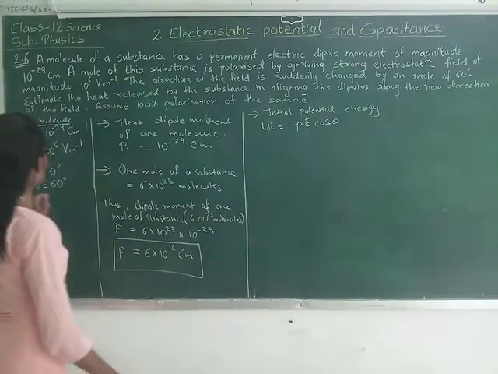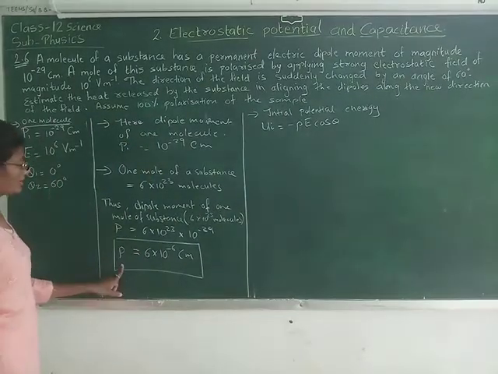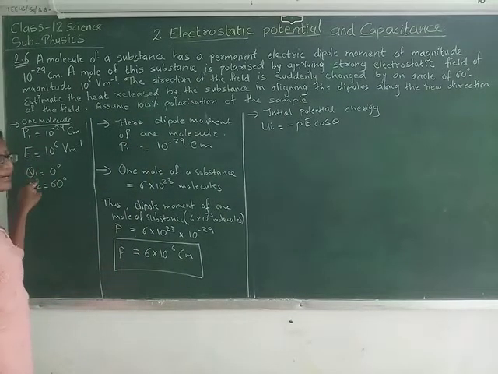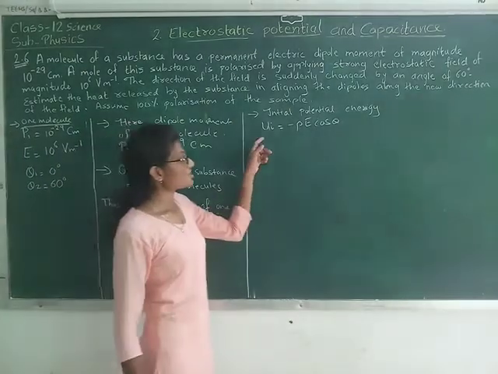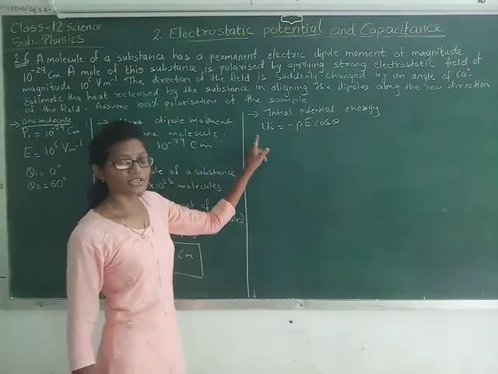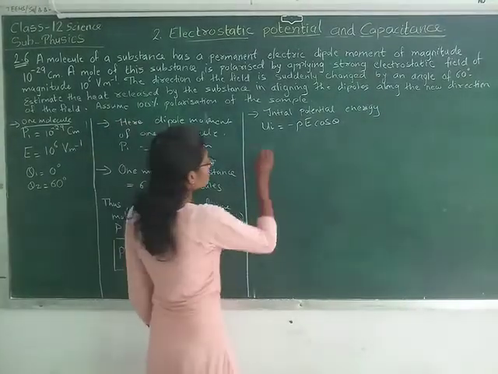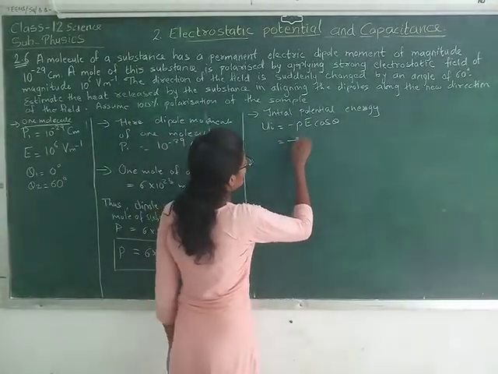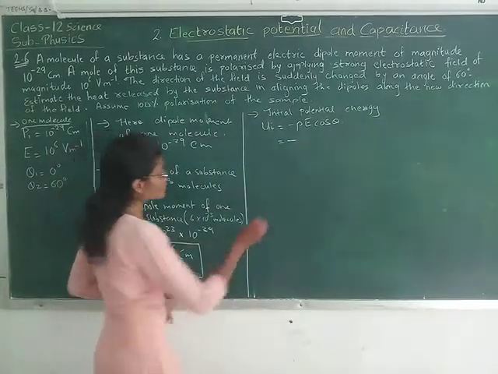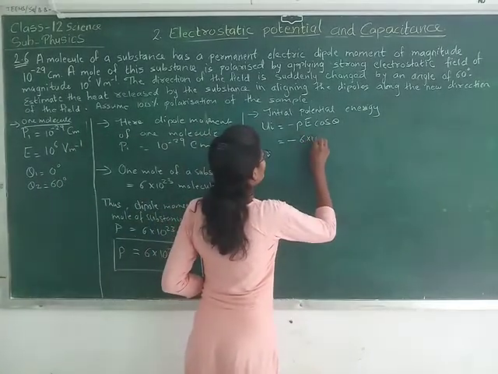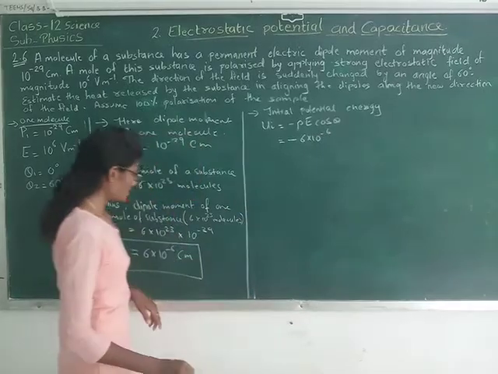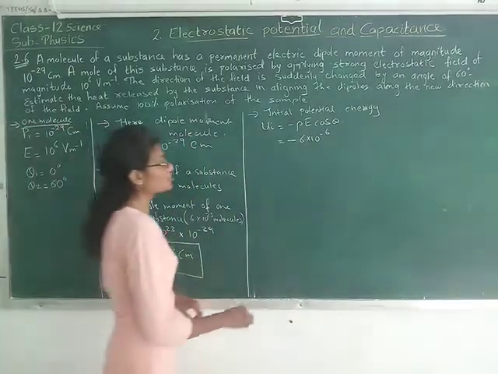Here in the data we are having the dipole moment, the electric field, and the theta as well. So we can use this formula, potential energy is equal to minus PE cos theta, right? So here P is 6 into 10 raised to minus 6. Electric field is given as 10 raised to 6.